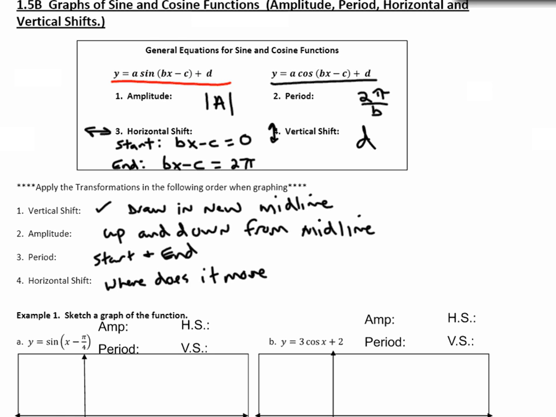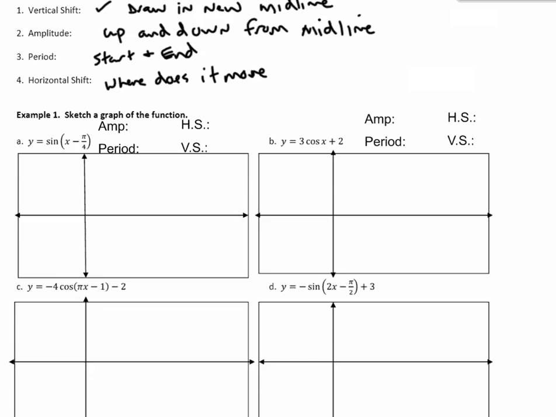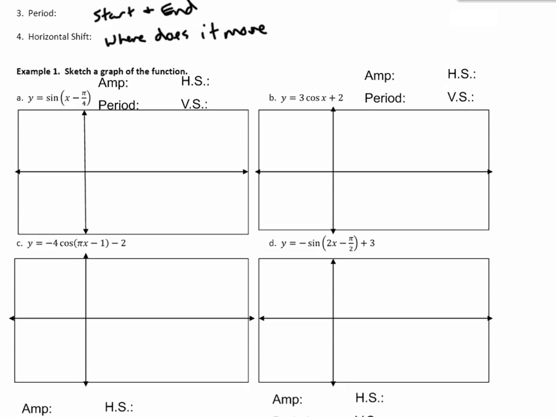We're going to take a look and finish up 1.5b here. We're going to do some examples. So this is 1.5b examples. All those notes are already filled in. If you didn't have them filled in, just pause the video and finish that up right now.